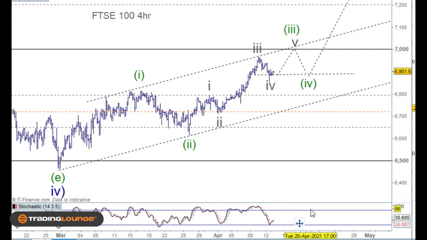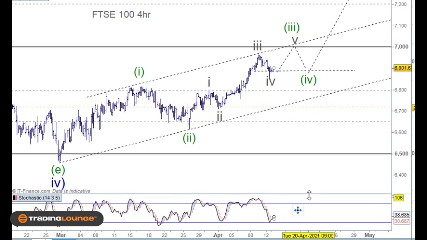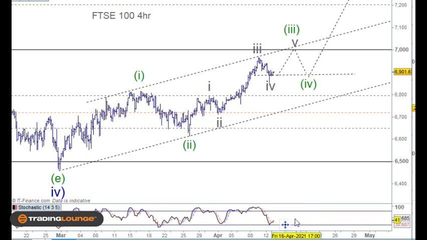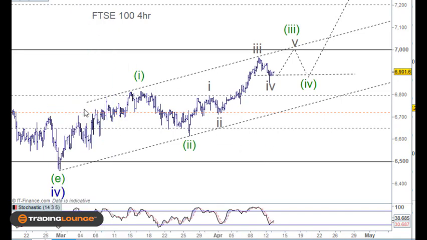On the 4-hour chart, the stochastics is looking quite good down the bottom here, a bit over extended, so we should see that elastic band pop back up. So yeah, that's where that is. We'll just double check it on the 1 hour chart.